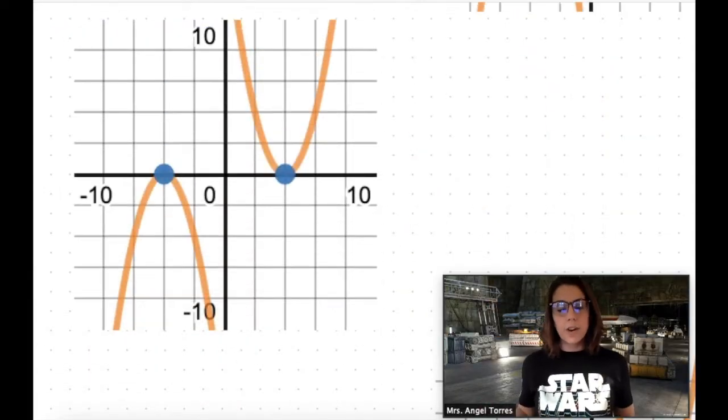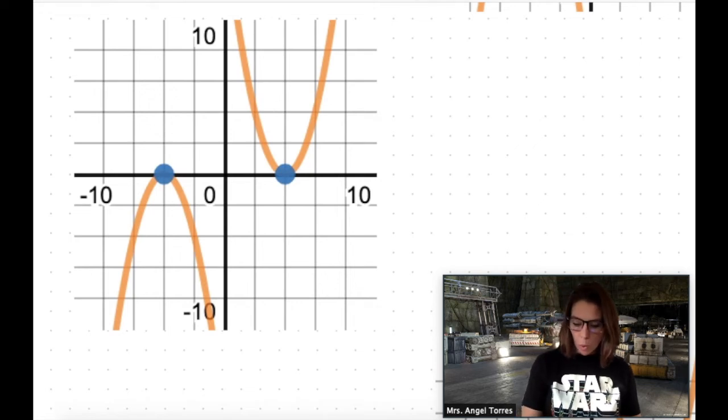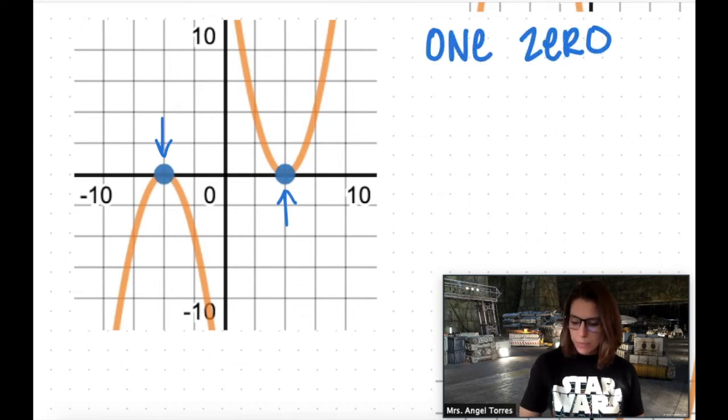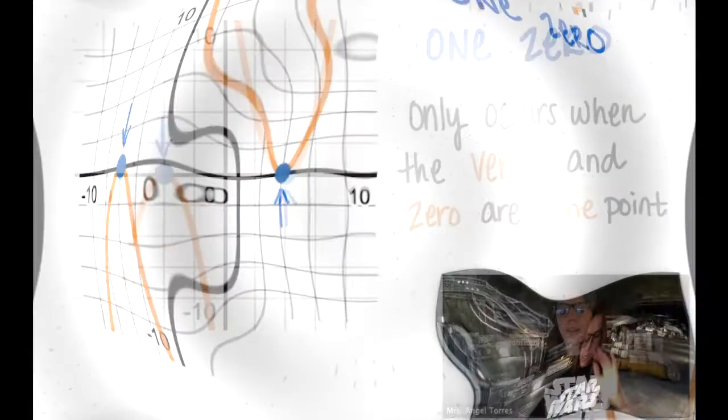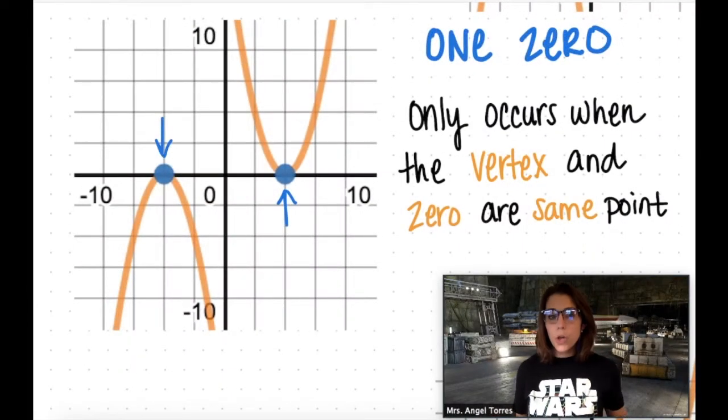The second scenario, when you have a parabola in a quadratic function, is that your parabola only crosses the x-axis in one unique spot. That would mean that these parabolas have one zero, only one x-intercept. Now, this only occurs when the vertex and the zero are the same point.